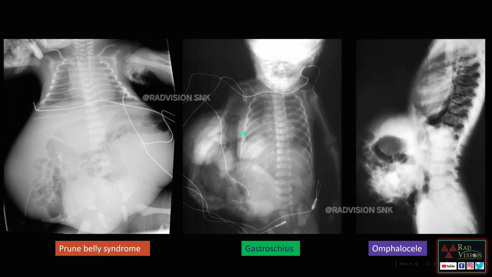Here you can see there are multiple bowel loops noted on the right side of the abdomen through a defect in the right side of the abdomen, which is classically seen in gastroschisis. And here you can see there is a large swelling in the anterior abdominal wall at the level of the umbilicus. There is herniation of the bowel loops and even liver. So this is a case of omphalocele. So remember, Prune belly syndrome, gastroschisis and omphalocele form common differential diagnoses.